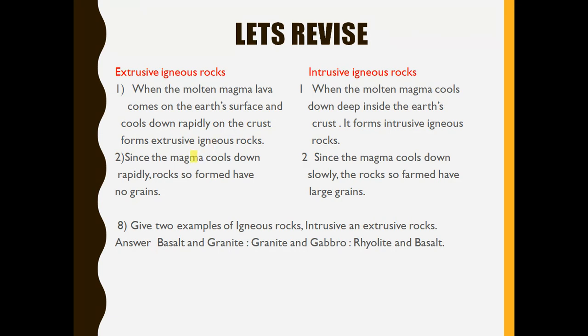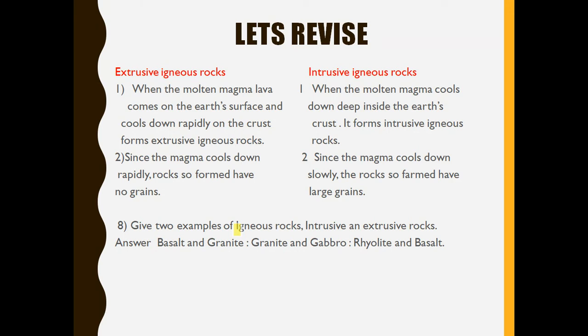Now, since the magma cools down rapidly, the rocks so formed have no grains or very fine grains. Intrusive, when the molten magma cools down deep inside the Earth's crust, it forms intrusive igneous rocks. Now, since the magma cools down slowly, the rocks so formed have large grains.